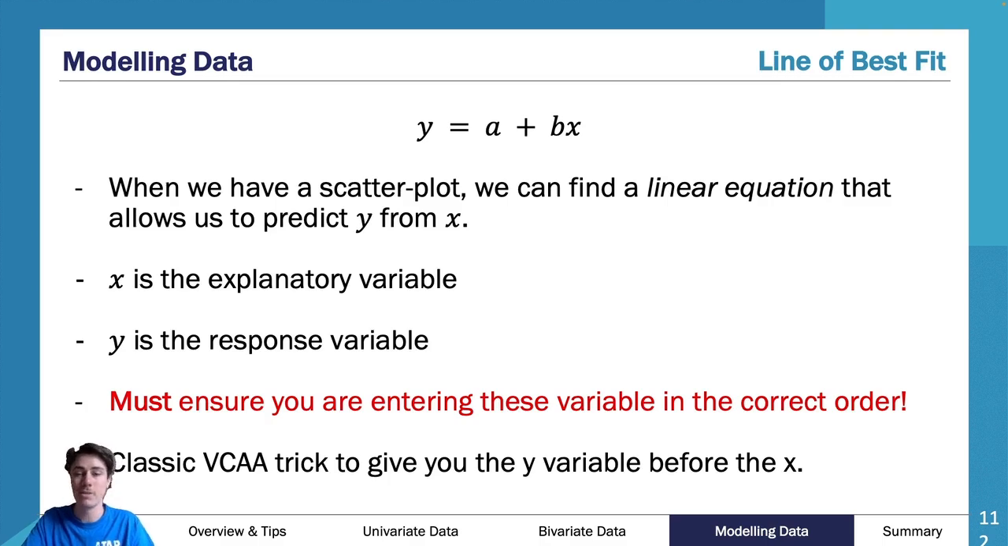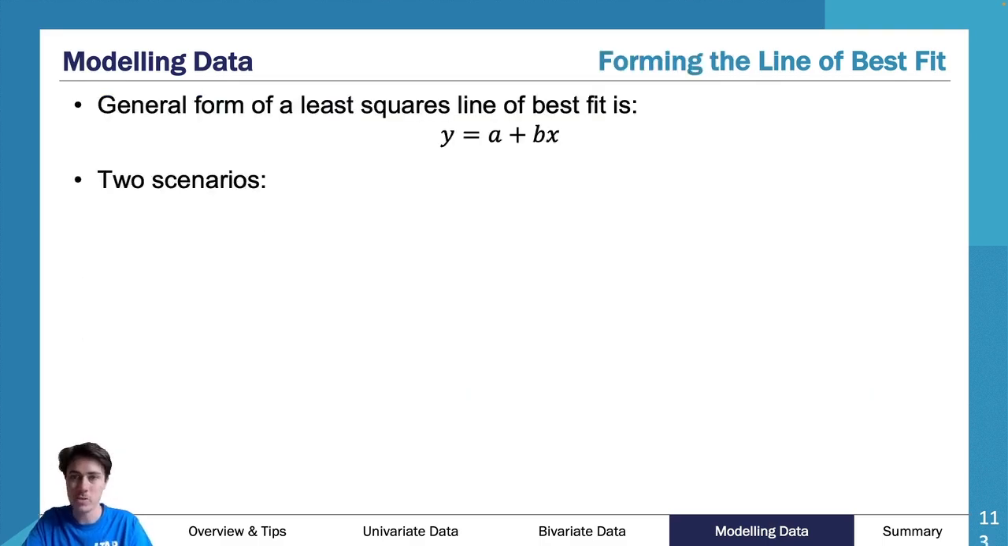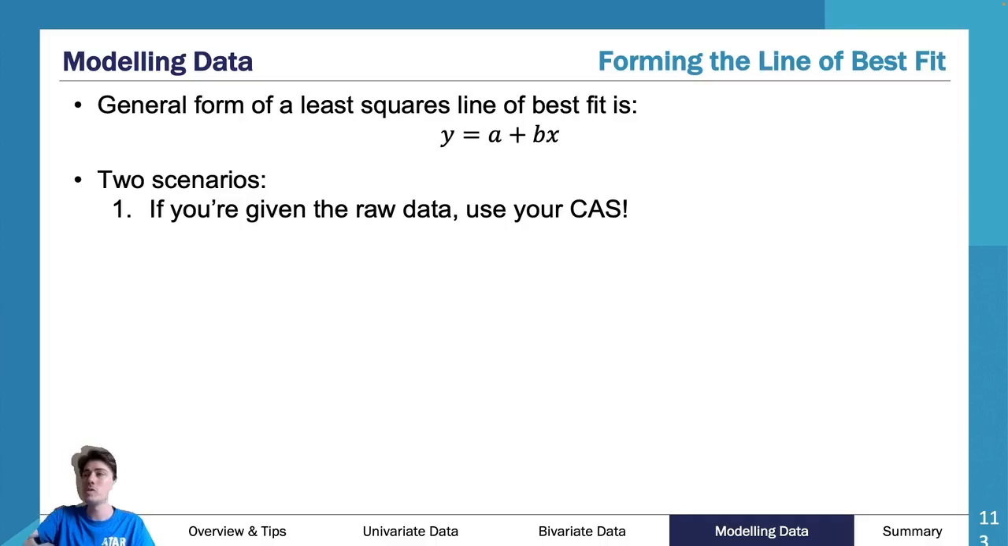Now, there are two ways to calculate this line, and there are two scenarios that you'll be given. First of all, you'll just be given all the raw data. If you're given all the raw data, you chuck it in a sheet in your calculator. So you go to your sheets part of your calculator, and you put it all in there, and you get the information that you need.